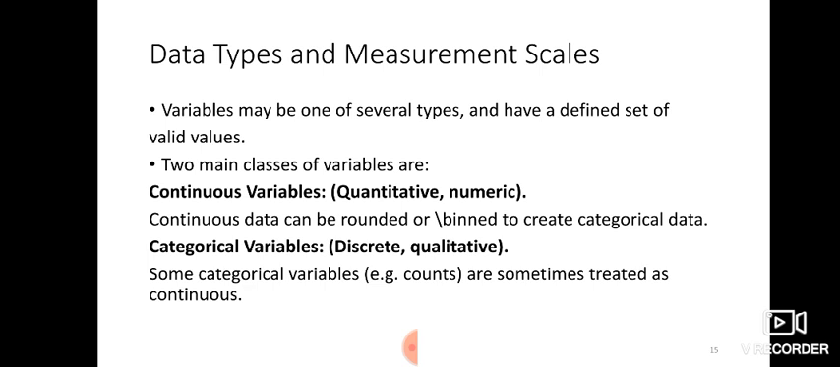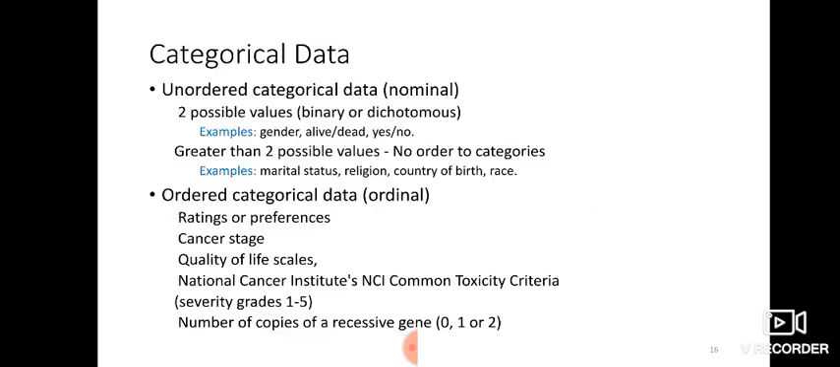So, data types and measurement scales. Variables can be of several types. The two main classes are continuous variables and categorical variables. Continuous variables are quantitative and numeric. Categorical variables are discrete. Continuous data can be rounded to create categorical data, and some categorical data can sometimes be treated as continuous data.